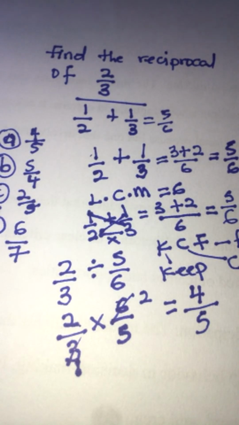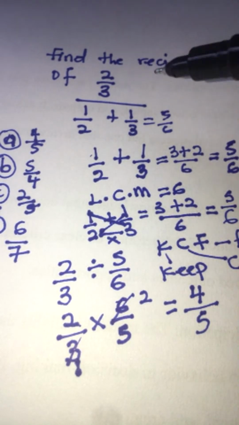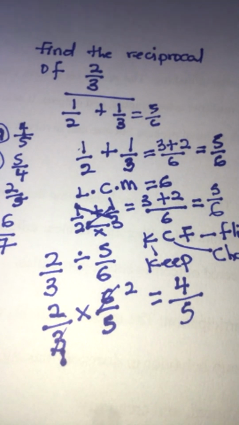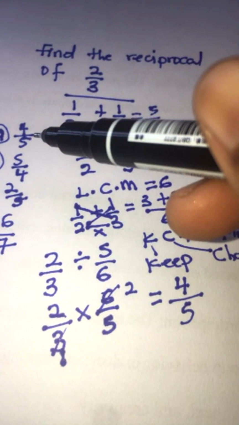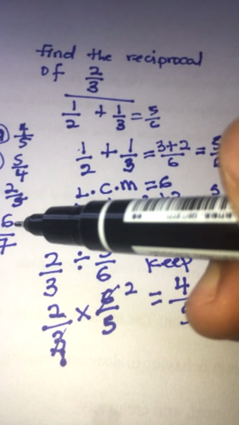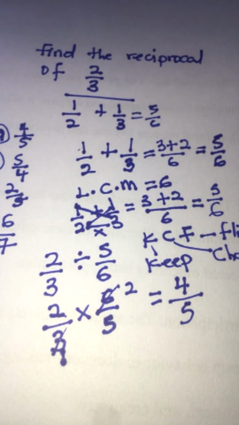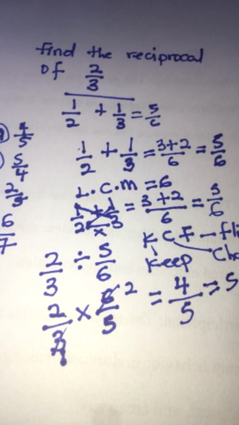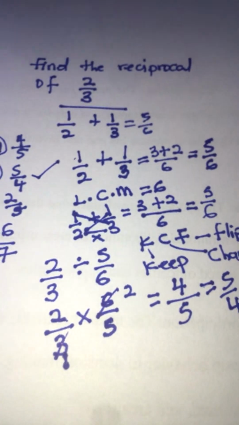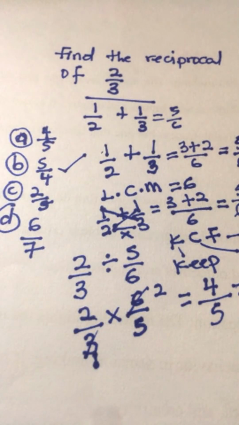But what is the question asking us? They are asking us to find the reciprocal. It's like the inverse of the solution. Now the answers here we have A 4 over 5, B 5 over 4, C 2 over 5, and D is 6 over 7. So what is the answer? To find the reciprocal, we have to turn this upside down. So that would be 5 over 4. So the answer is B, 5 over 4.